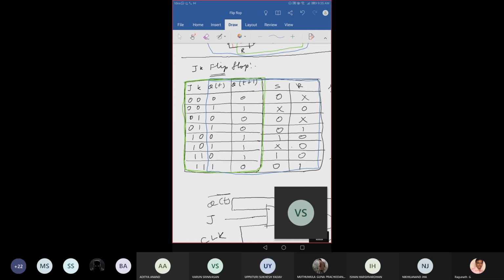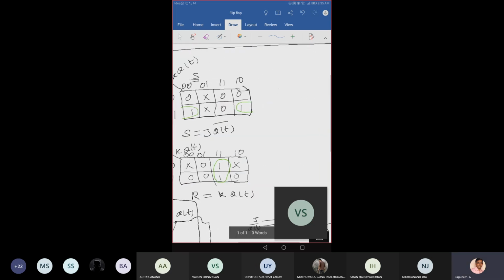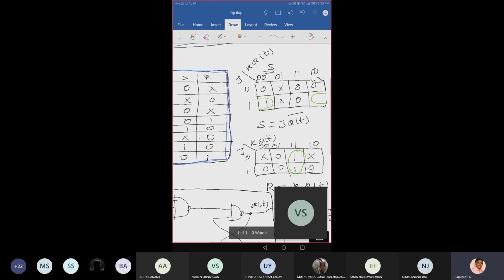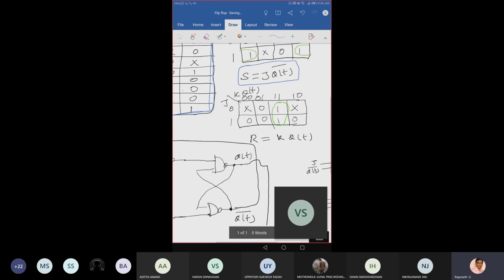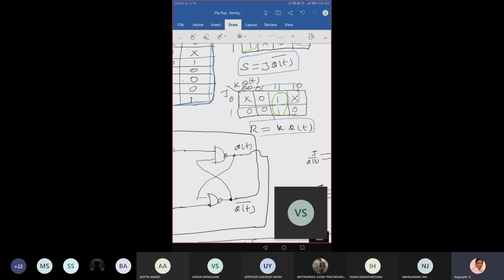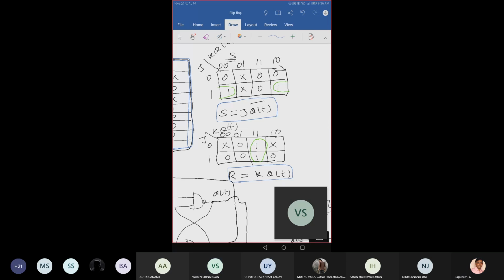So this is the excitation table of the SR flip-flop. After writing this, you should simplify the S and R values using the K-map. After simplifying, you will get the S value and the R value. What is the S value? Anyone tell me. J Q of T bar. Okay. And what is the R value? K Q of T.